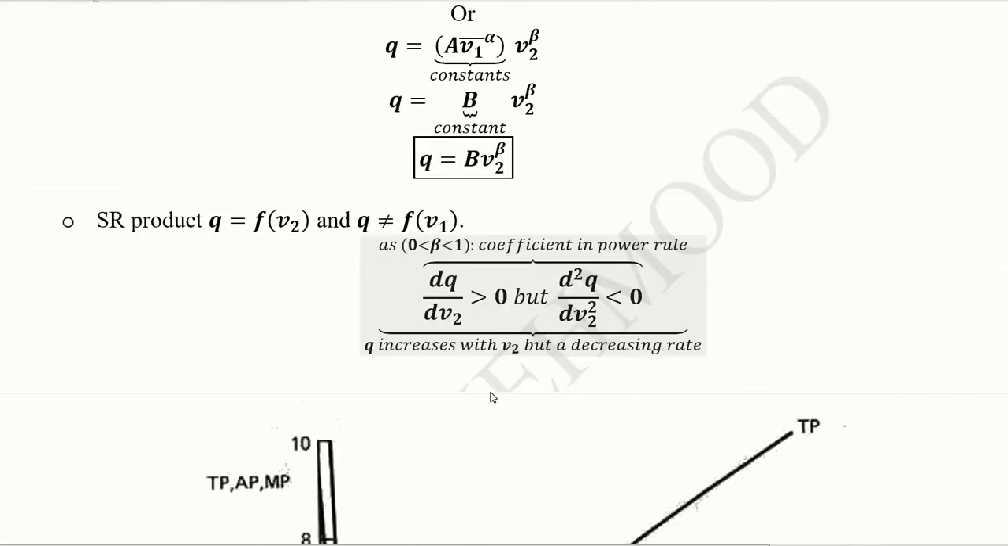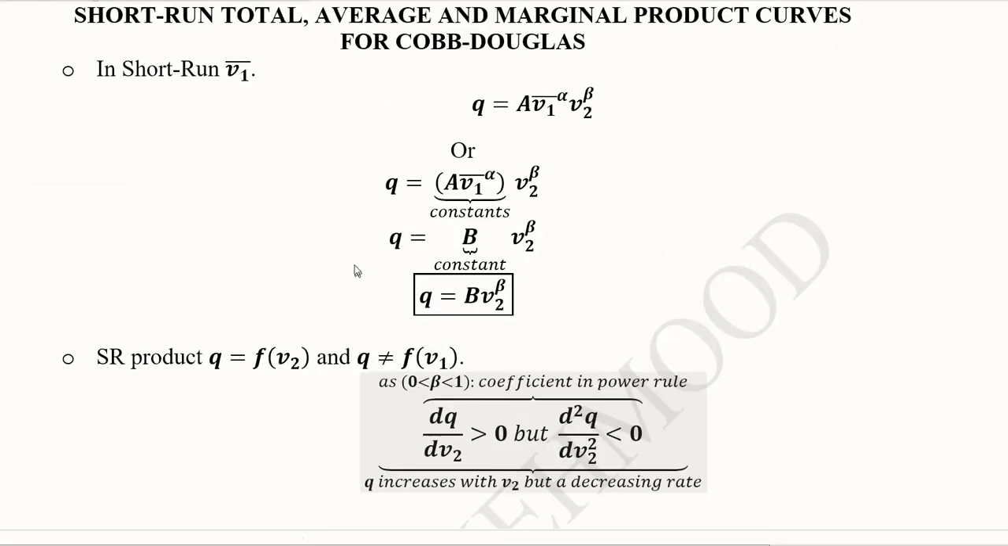So this is about the short run analysis of the Cobb-Douglas production function related to its total, average, marginal product curves. Thank you.